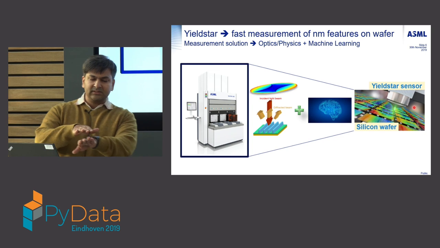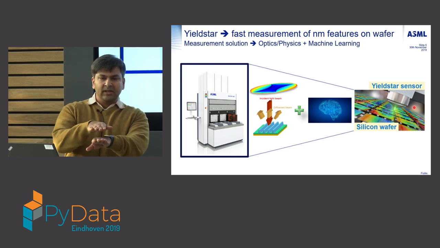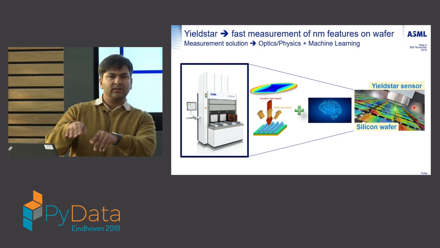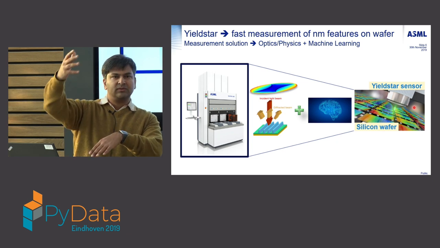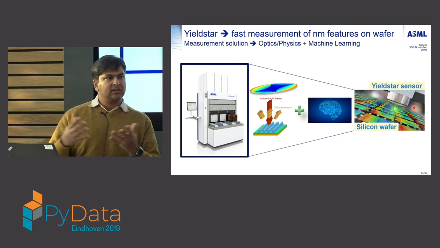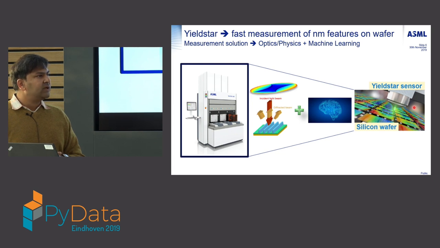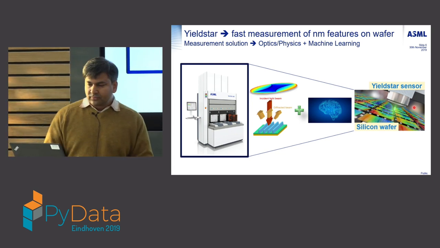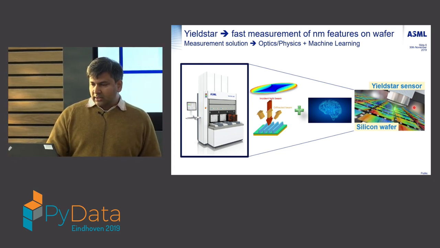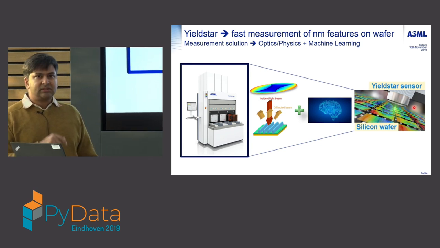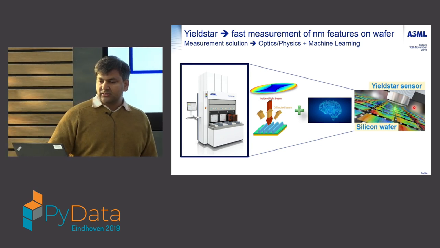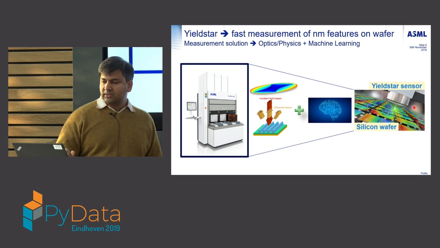And the principle basically is that overlay, since it's a misalignment, any misalignment will show up in the symmetry of the beam that is reflected back, and then you see it as a signal that measures overlay. Okay, so this is a schematic that shows the YieldStar sensor, and this is measuring very close to this silicon wafer.